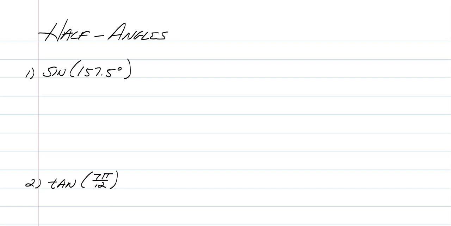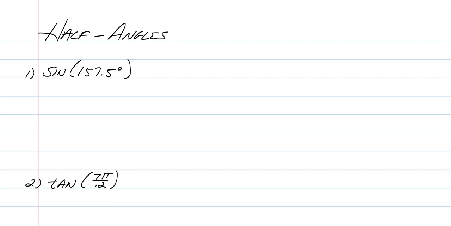So the first one says sine of 157.5, and your formula is for sine of a half angle. That's the one where it's the square root of 1 minus cosine theta over 2, all under the square root. And it's the plus or minus. So remember, when you're using this formula, this is something you have to keep in mind. The plus or minus just depends on which quadrant you're in.